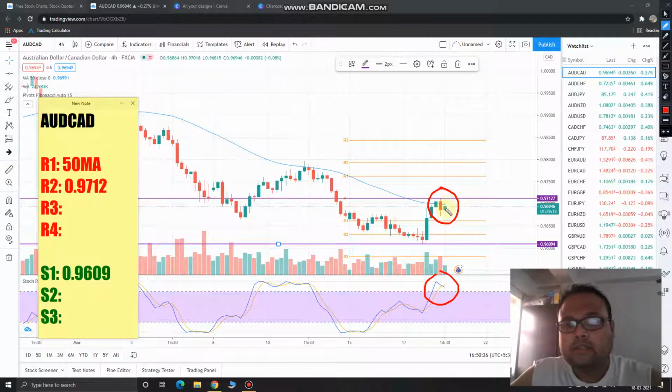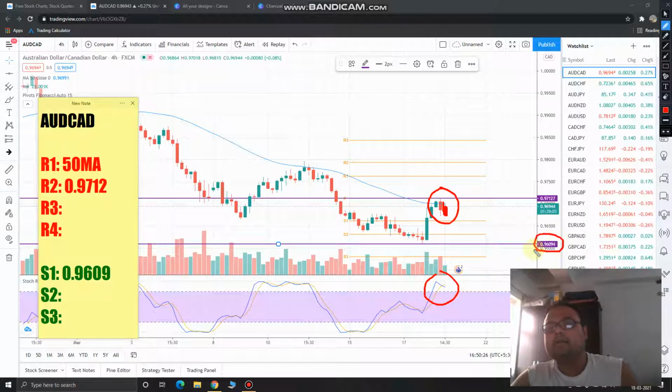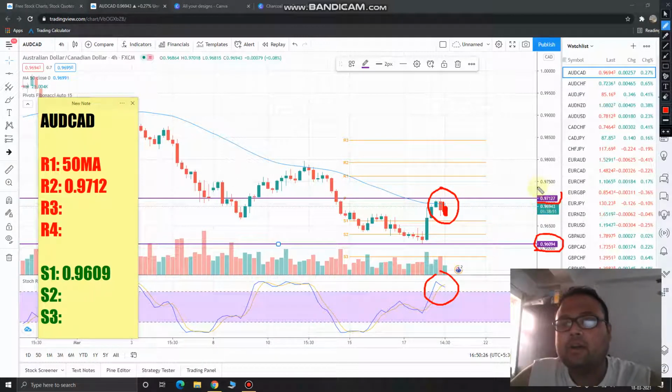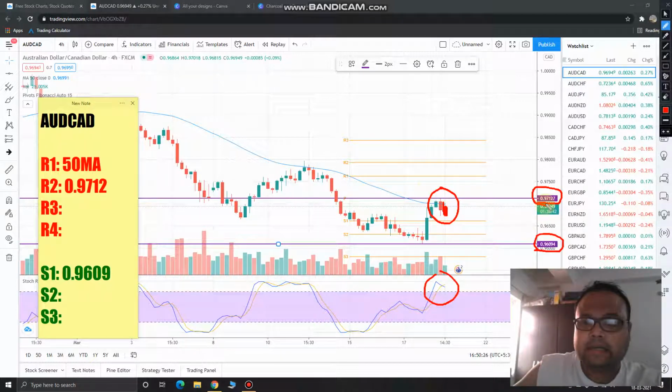In case you get to see a good price rejection from below and or a big red candle here, then we can short the market for a target of this 9609. We can easily go for this target. And in case market goes up a little bit, then market will face resistance again at 9712 level. So if you see that market has crossed the 50 moving average, but it is getting price rejection, or price is struggling near this level, this R2 level.